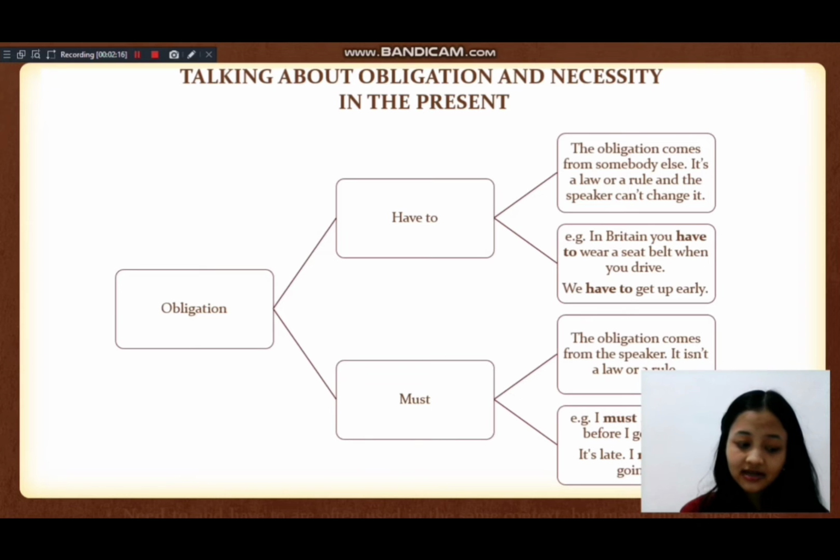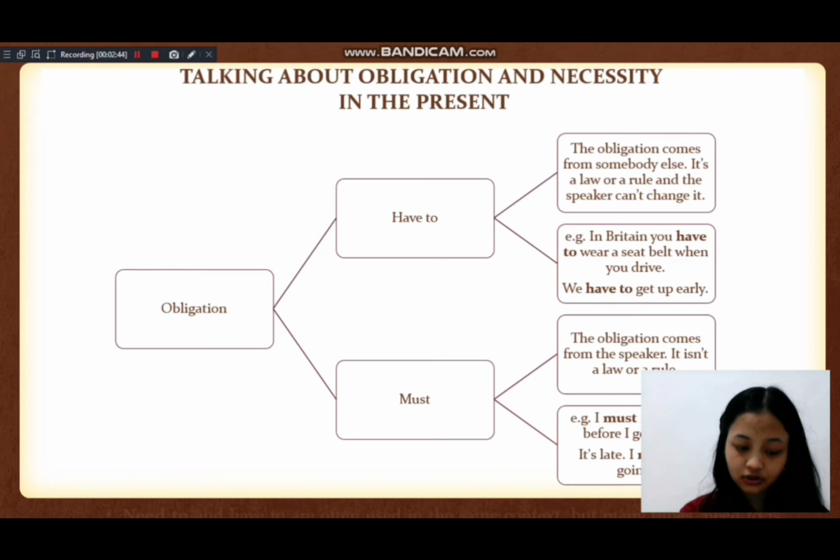As you can see in the slide, have to and must are both used for present obligation. There is a slight difference between the way we use them. With have to, the obligation comes from somebody else. It's a law or a rule, and the speaker cannot change it. For example, in Britain you have to wear a seatbelt when you drive. Another example is we have to get up early.